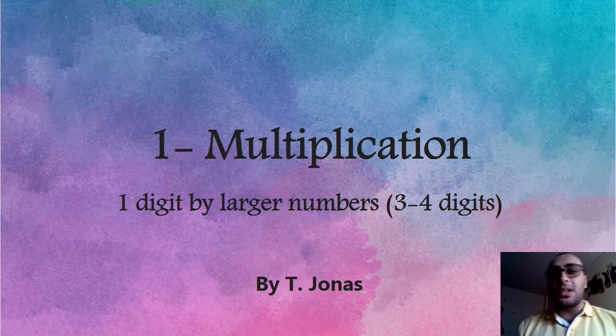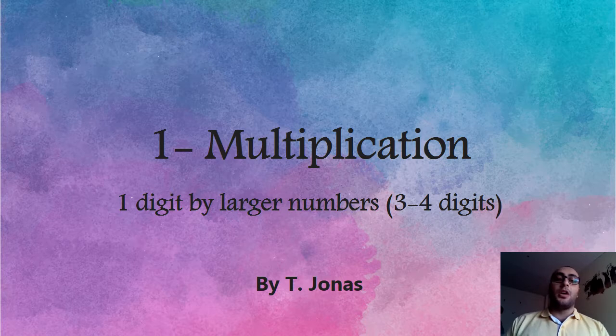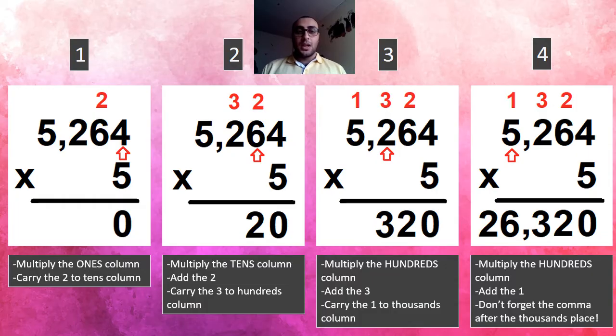Now, the first lesson that we had was about multiplication of one-digit number by larger numbers, such as 3 or 4-digit numbers. Let's see. When we want to do a big number, for example, 5,264 times 5, there are 4 steps that we can do this with.